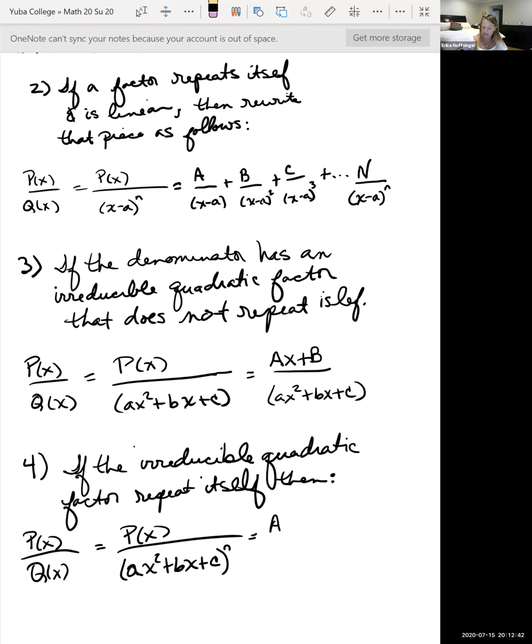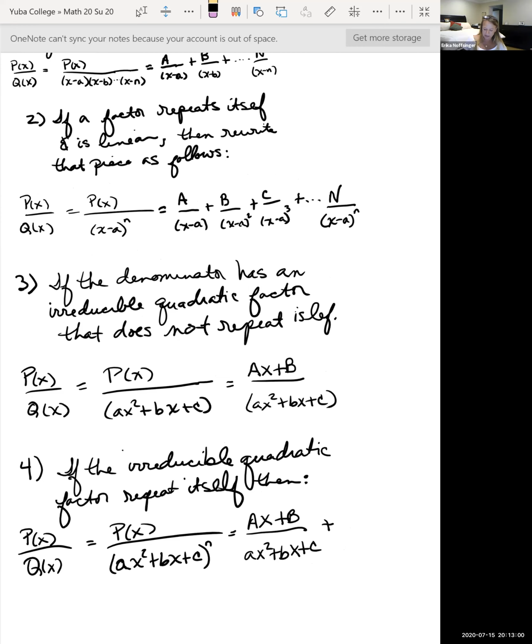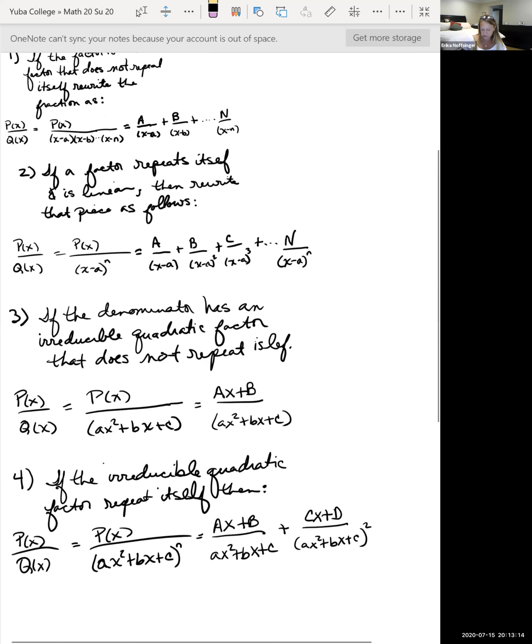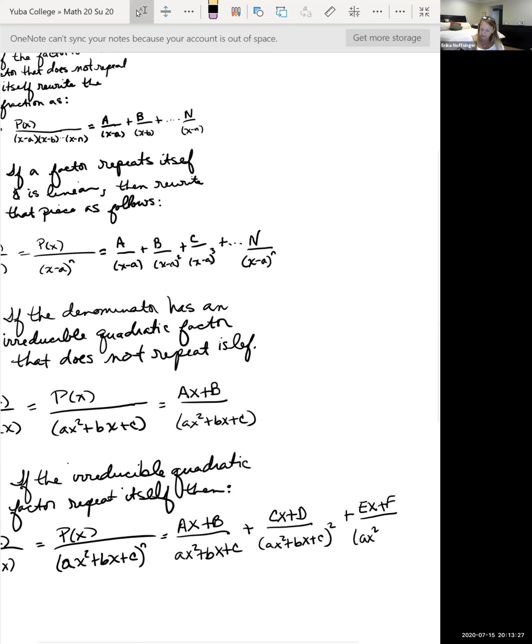So this is quadratic, so I have to put the numerators in the form of a linear expression, Ax plus B, all over the first, ax squared plus bx plus c, plus, well, this is a different linear expression. I don't know if those coefficients are the same, so I'm just going to call it Cx plus D, all over ax squared plus bx plus c, quantity squared. So if this was cubed, I have to do another one. So plus numerator Ex plus F, and I would do this until I got up to what n was, over ax squared plus bx plus c cubed, dot dot dot.